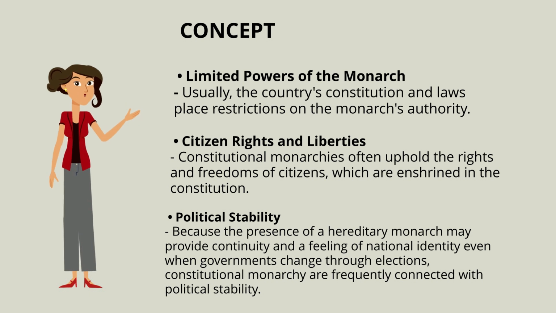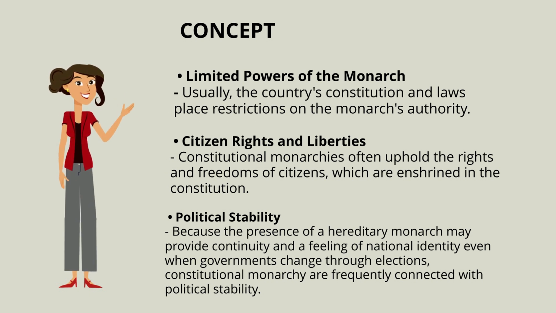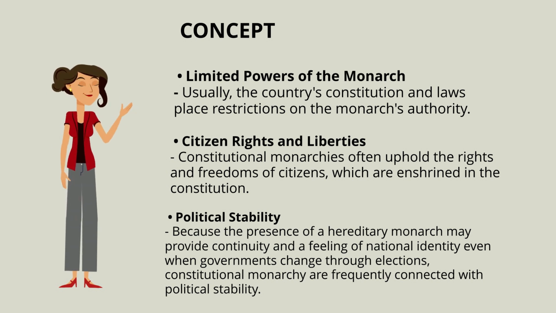Limited power of the monarch. Usually the country's constitution and laws place restrictions on the monarch's authority, citizen rights, and liberties. Constitutional monarchies often uphold the rights and freedoms of citizens, which are enshrined in the Constitution. Political stability. The presence of a hereditary monarch may provide continuity and a feeling of national identity even when governments change through elections. Constitutional monarchies are frequently connected with political stability.